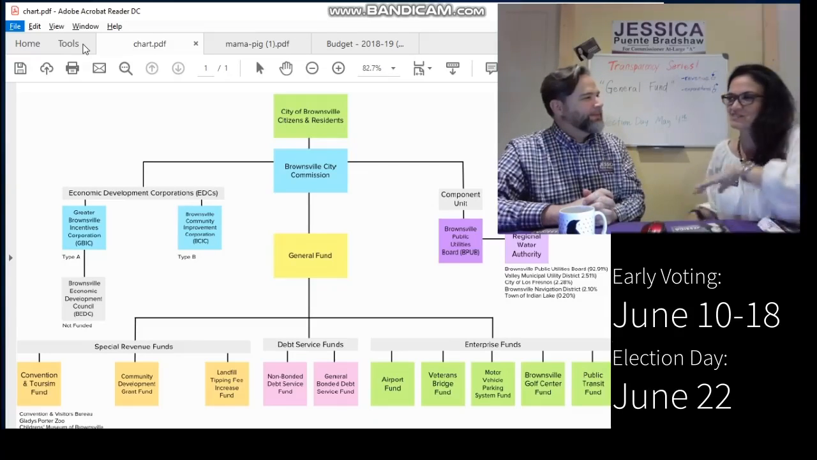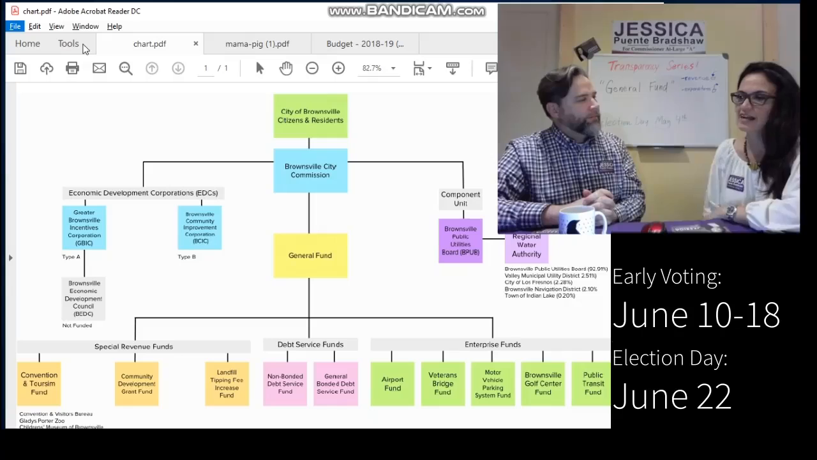So I didn't even wait for you to finish drinking that. It is the general fund, exactly. General fund is right here.